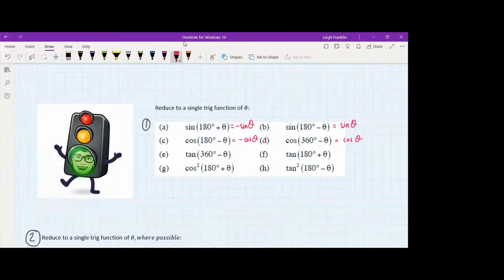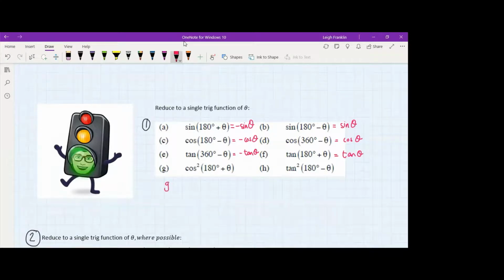In question E, tan of 360 minus theta, quadrant 4, so this reduces to negative tan theta. Your ratio is negative. Tan of 180 plus theta is quadrant number 3, so this reduces to positive tan theta. And now for the last 2.